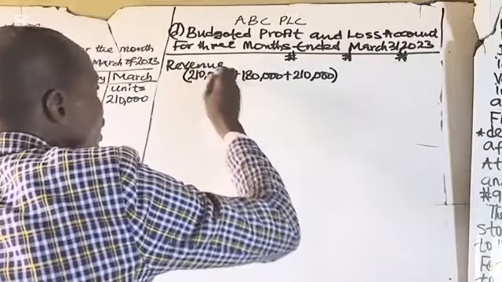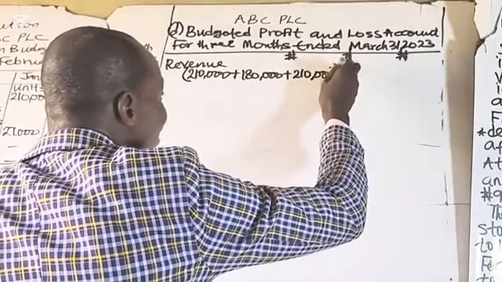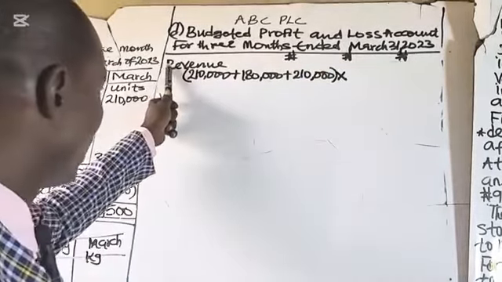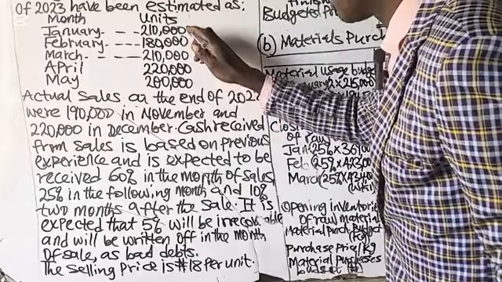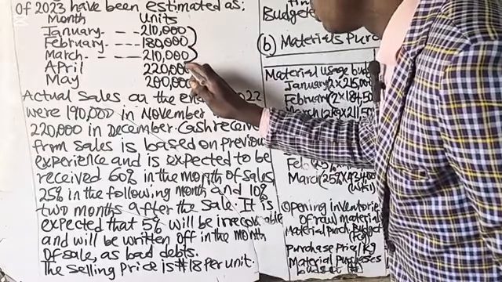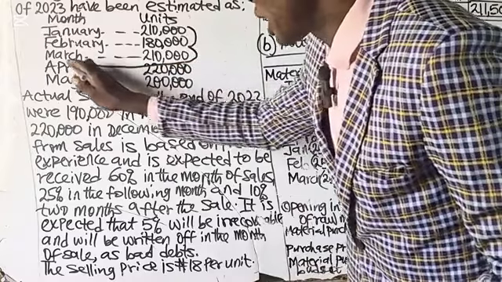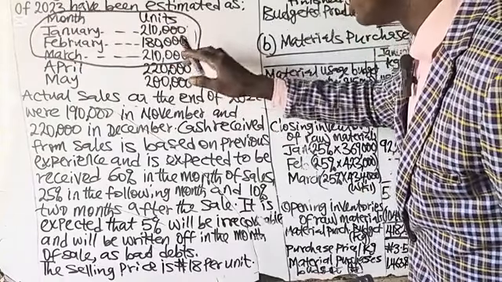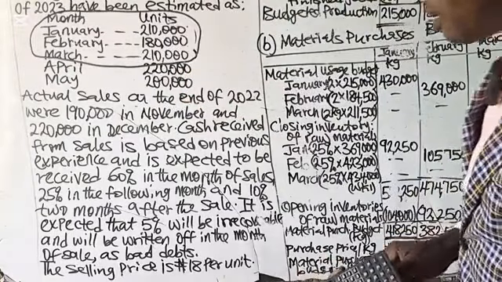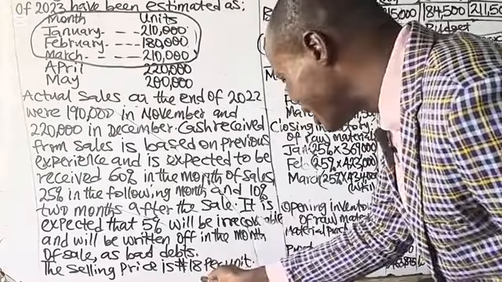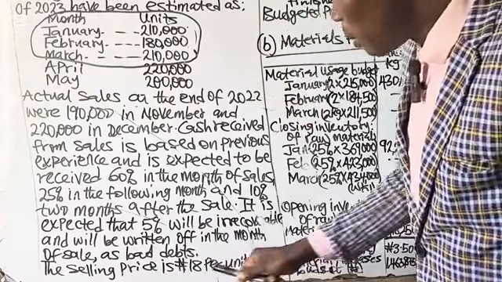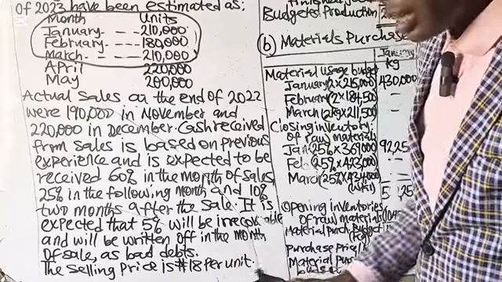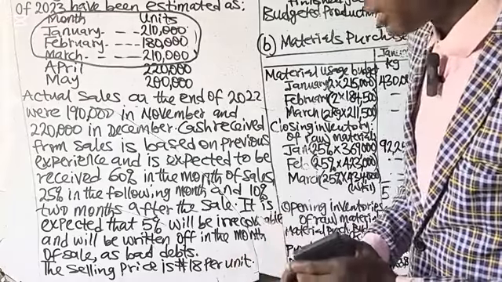So this unit you multiply by the standard selling price. That will give you the budgeted revenue. The units sold in January is 210,000, February 180,000, March 210,000 units. These are the 3 months' sales in units I added. You were told the selling price is 18 naira per unit. So you multiply the budgeted sales unit by the selling price. That will give you the budgeted sales revenue for the period.